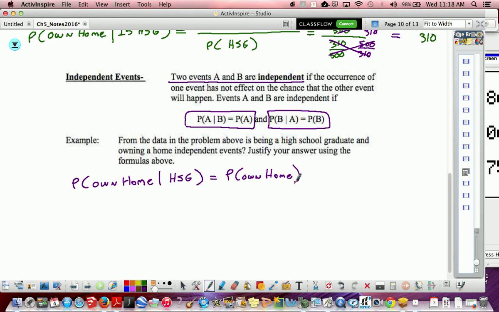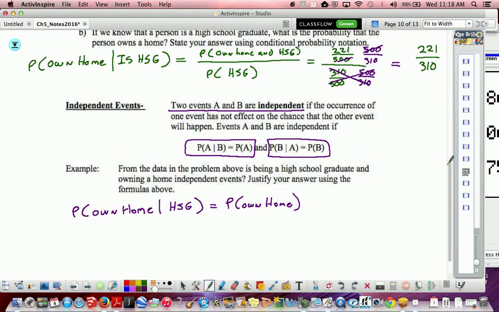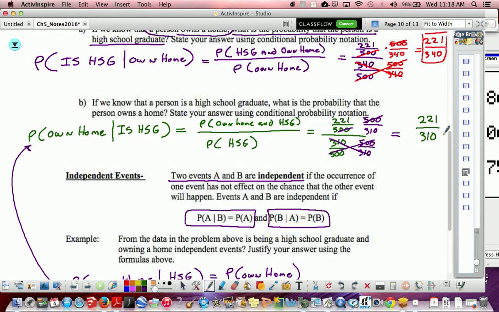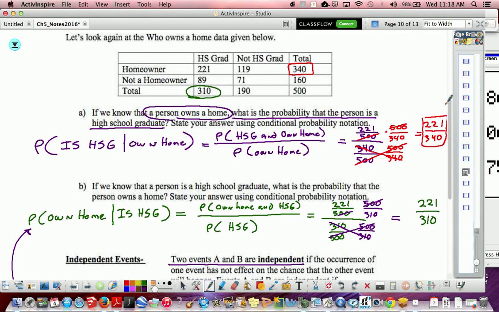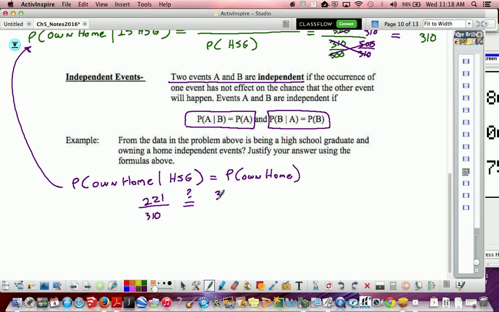Well, here's the nice thing. Do I have this probability here? Yeah. Isn't it the last one I just calculated out? It's the same as this one here. So 221 divided by 310. Does that equal, I'm going to put a little question mark, the probability that someone owns a home? Well, if I go back to my table, what's the probability that someone owns a home? You got it, 340 out of 500. Are these two probabilities equal to each other?